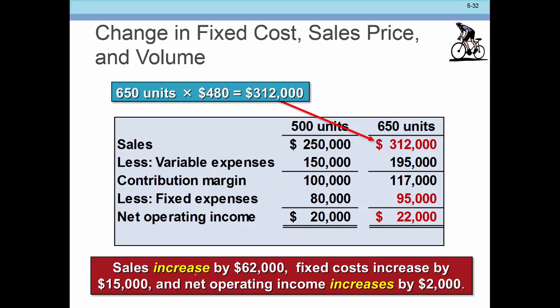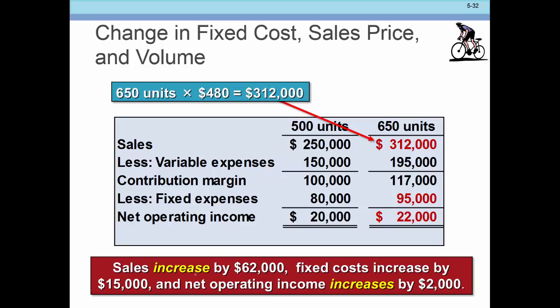So my sales price goes from 500 to 480. I drop the sales price, right? So my sales will be 312,000. My variable costs are going to be 650 times the $300 per bike, right? So I'm left with a contribution margin of 117,000. My fixed expenses are going to go up 15,000 because I'm doing that advertising campaign now, right? And when I look, I can quickly see that this is sort of looking like it's worth it, in that my operating income is now 22,000 instead of 20,000, right?